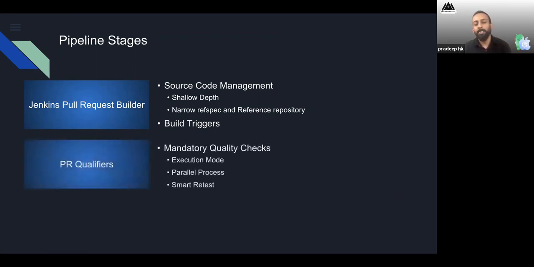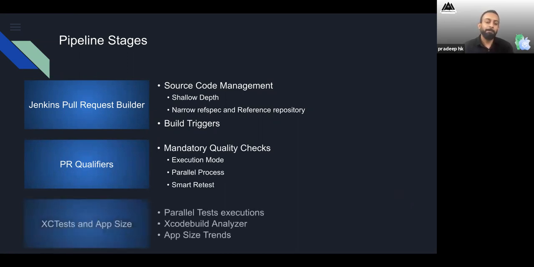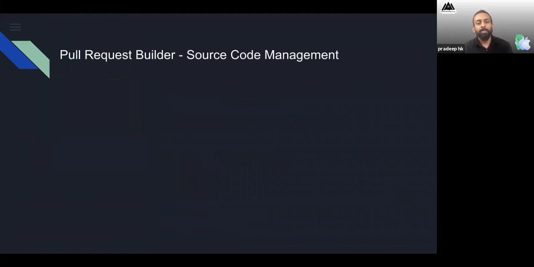And the second category is the PR qualifier. That means what checks need to be run and how they can be run, and what are the different options developers have to make sure if they need to re-trigger a check on a commit. And the third category is the exit test and the app size, which is the post merge section. So what happens after the pull request is merged, and what are the different types of running test on the CI pipeline. So the first thing first, the source code management, which is from the first category.